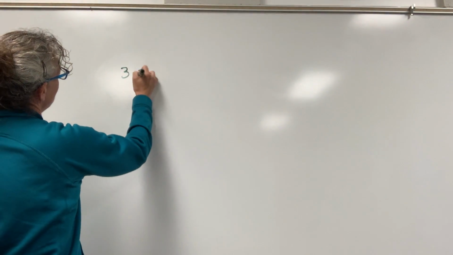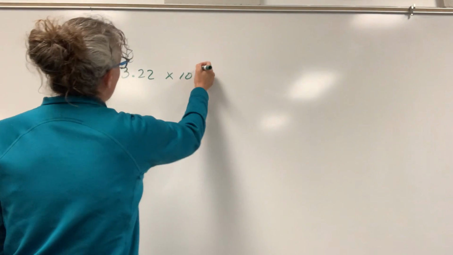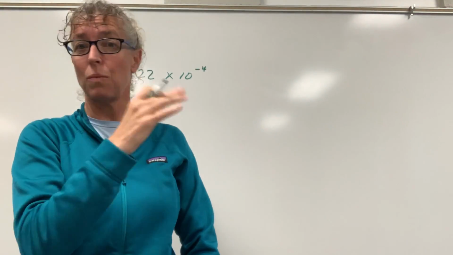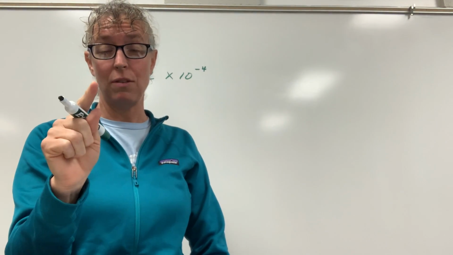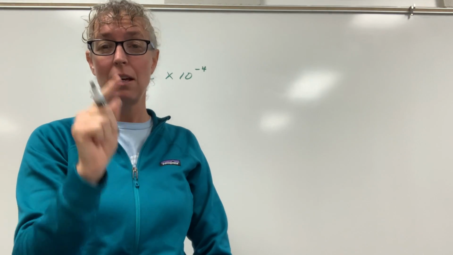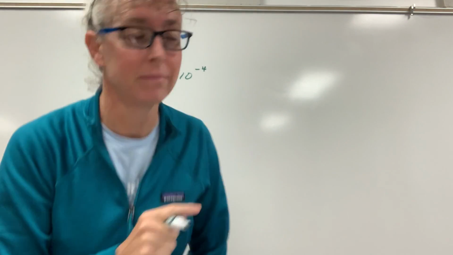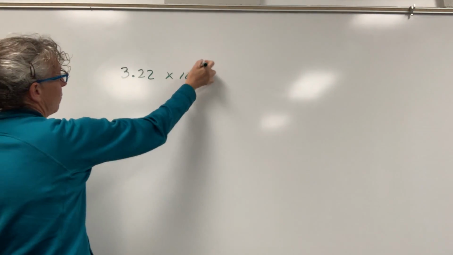All right, 3.22 times 10 to the negative 4 in standard form. Standard form means just a regular number that you're used to. One thing I want you to make sure you really know, because I know a lot of you don't do this, is please, please use commas. Use them. Okay.